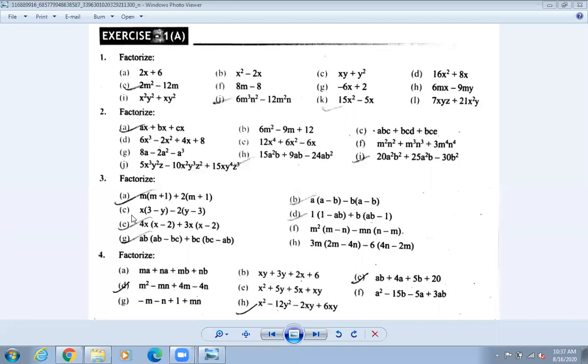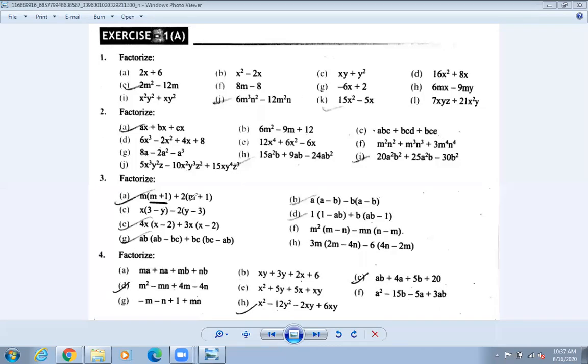The same thing. Number A: m plus 1 plus 2 times m plus 1. The question seems to be a little bit twisted over here. Look at here: m plus 1 plus 2 times m plus 1. Now think that this is one number, a single number.